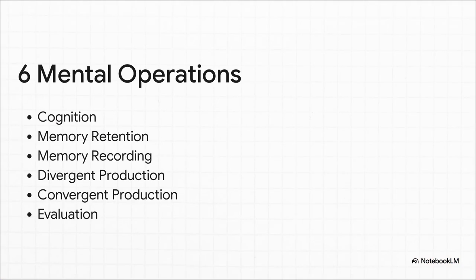Section 3, Dimension 1, Mental Operations. Think of these 6 operations as the actual engine of our intelligence. First up, cognition, just straight up understanding information. Then, memory recording, encoding the data, and memory retention, actually holding onto it so you don't forget it 5 minutes later. Next, we have convergent production. That's zeroing in on the one correct answer, versus divergent production, which is basically brainstorming outside the box. Finally, evaluation, judging if an answer is actually any good. These are the gears constantly turning in your mind.